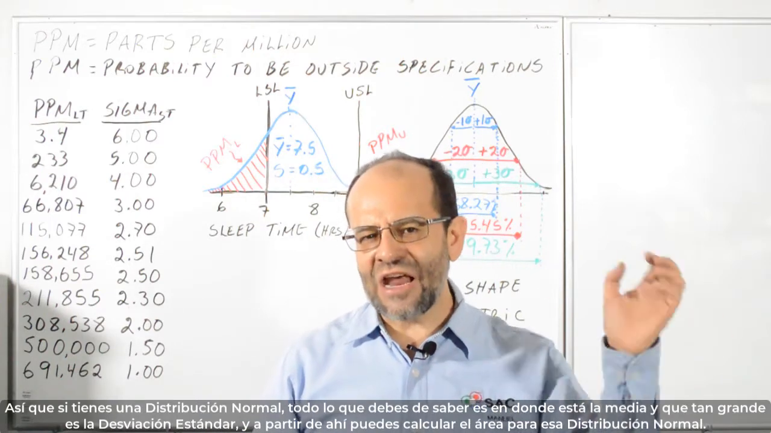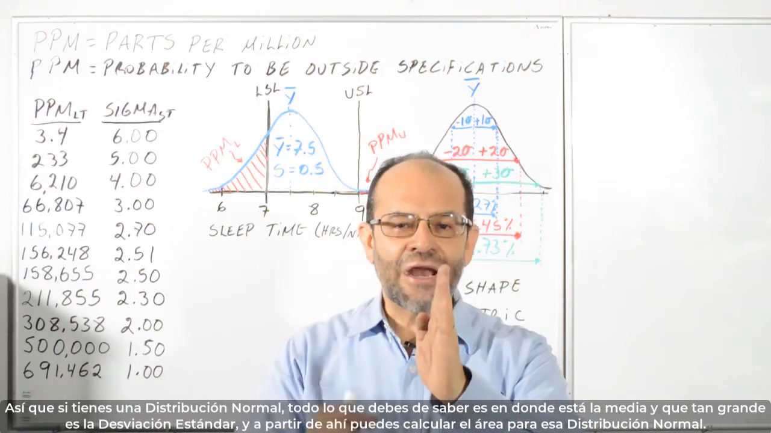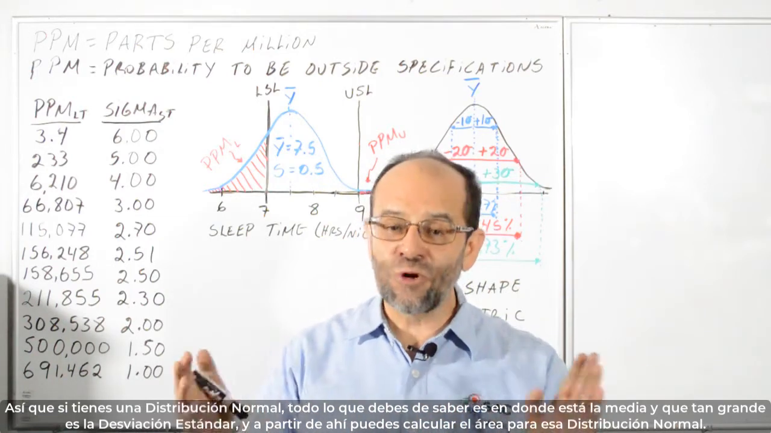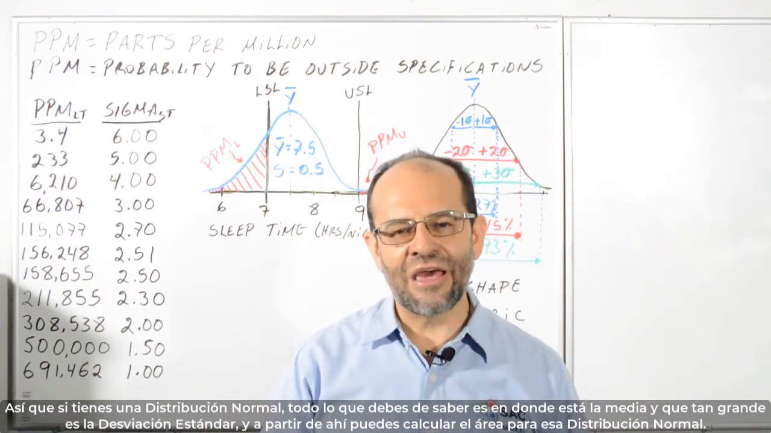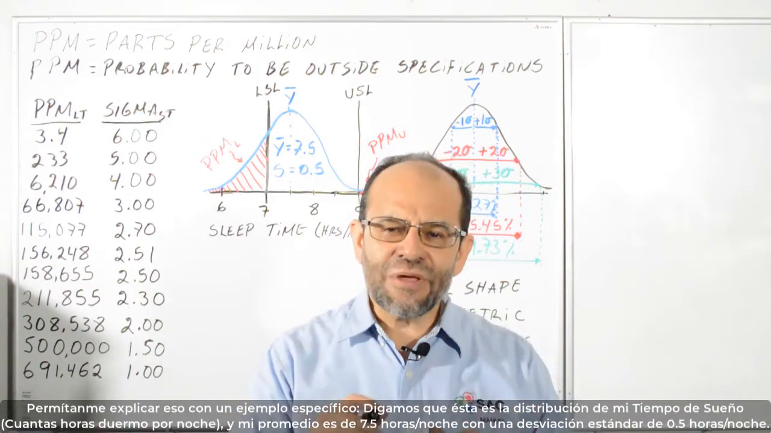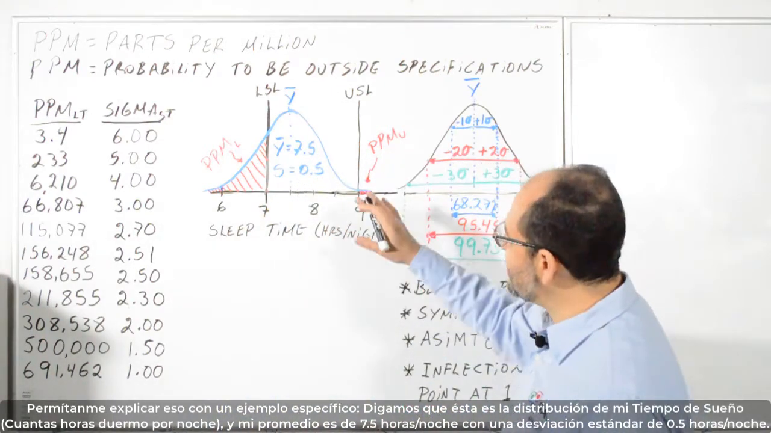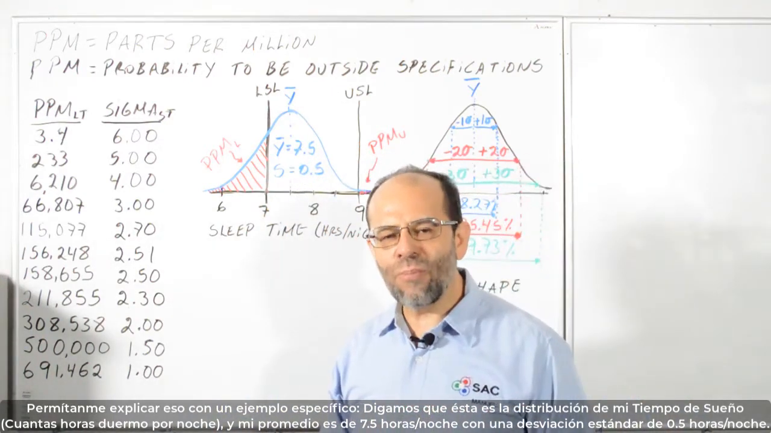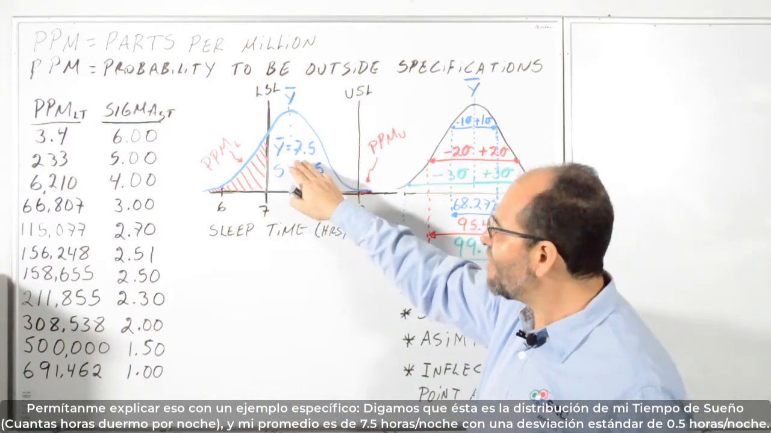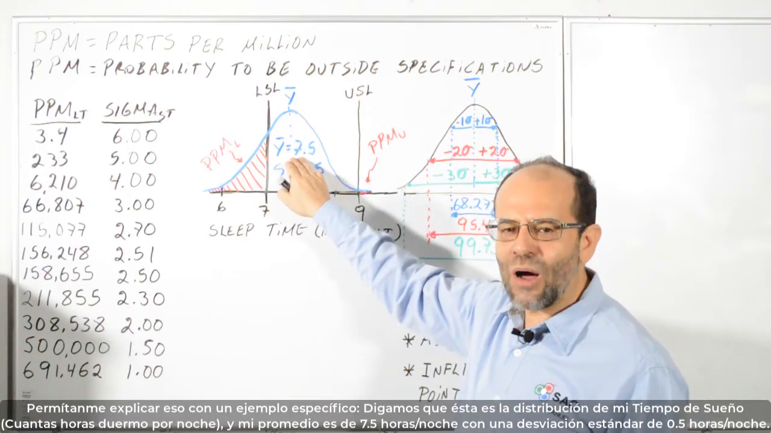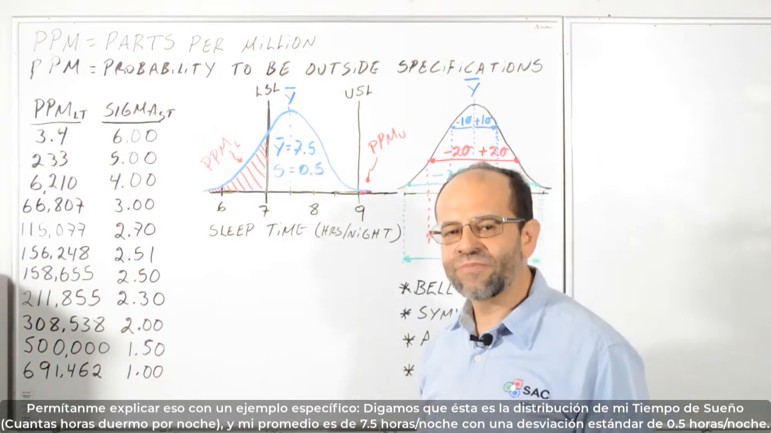So if you are having a normal distribution, all what you have to know is where is the mean and how big is the standard deviation. And from there you can calculate the area for that normal distribution. Let me explain that with one specific example. Let's say that this is my average sleep time. How many hours I sleep per night? And my average is 7.5 hours, and I'm having a standard deviation of 0.5.